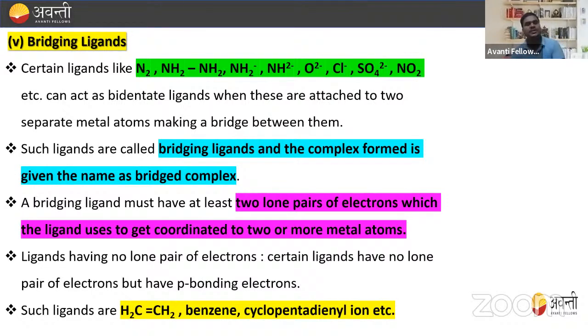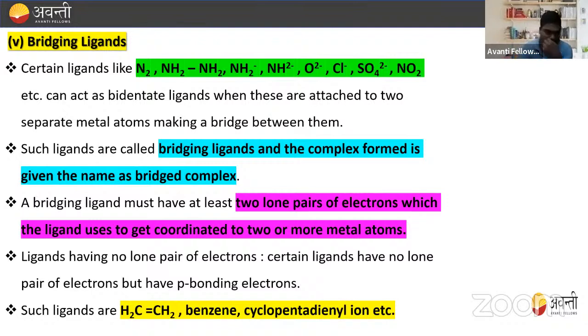Okay. So what is a bridging ligand? Basically, certain ligands like N2, NH2, NH2 negative, NH2 twice negative, O2, Cl, SO4 twice negative, NO2 can act as a bidentate ligand when these are attached to the two separate metal atoms, right? And making a bridge between them. Such a ligand is called a bridging ligand, and the complex formed is given the name bridging complexes, right?